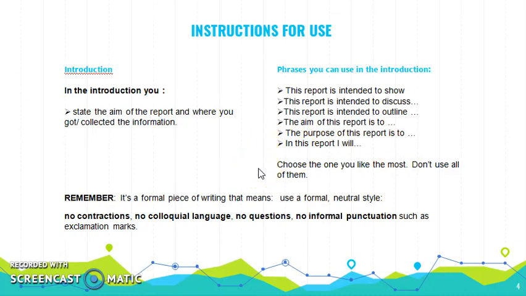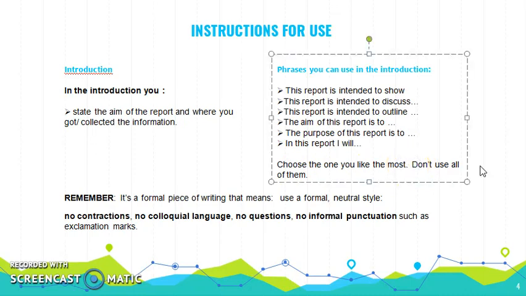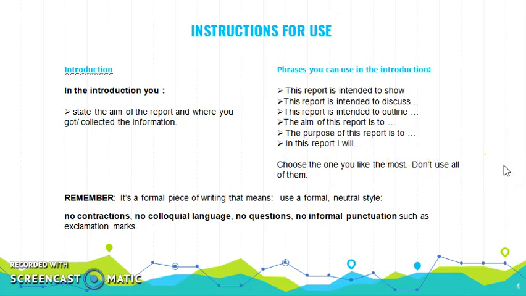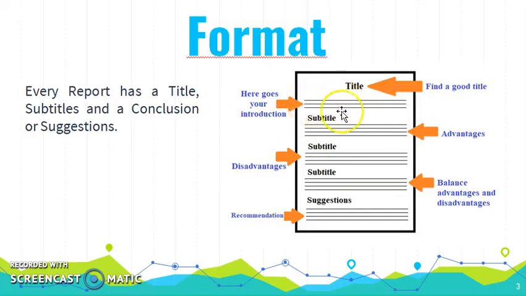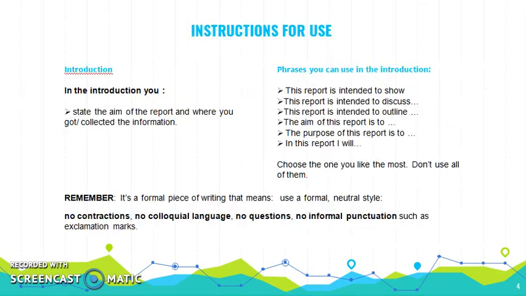Choose only one of these sentences. You don't have to use all of these sentences because that will not make any sense. So you will have to choose only one. The introduction will be in this part of your report, and it is basically 1 to 3 lines maximum. So you will have to set the aim of the report and where you collected the information.